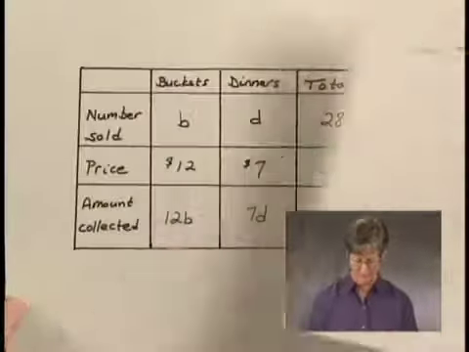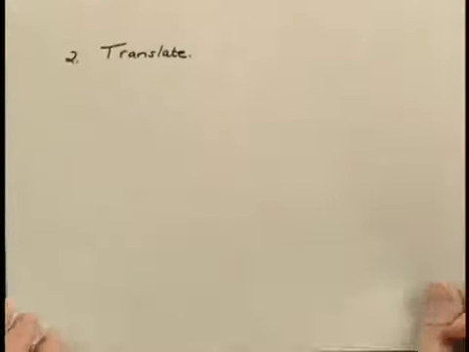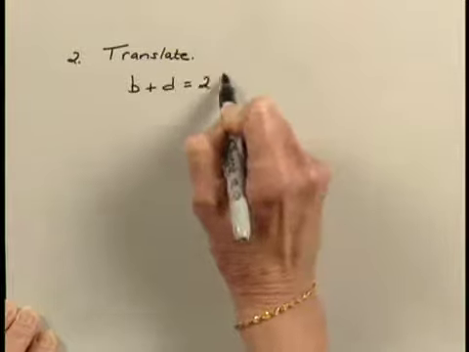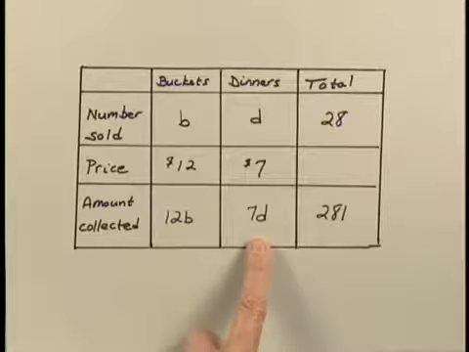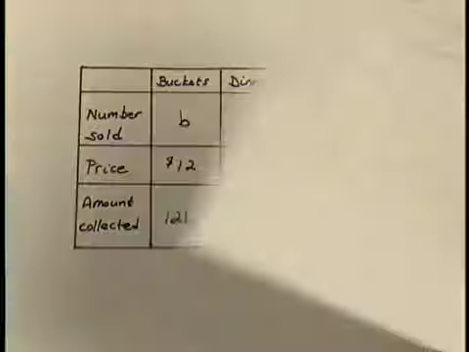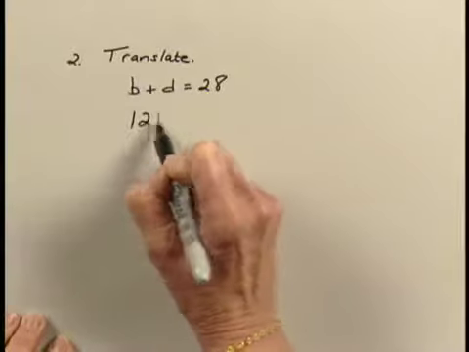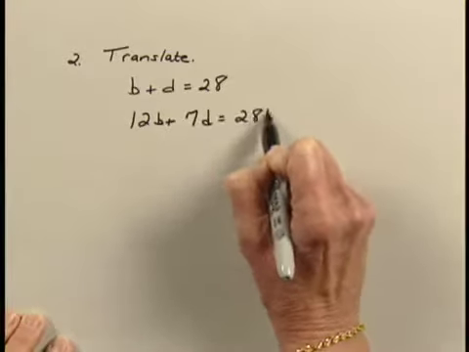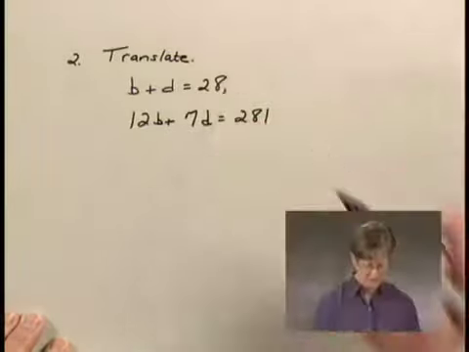Let's look back at the table for a minute. The number of buckets plus the number of dinners is 28, so that gives us one equation. Buckets plus dinners is equal to 28. And the table also tells us that $12B were collected from buckets and $7D from dinners, and this totaled $281. So that gives us a second equation. 12B plus 7D equals 281. Now this is a system of equations, and we will proceed to solve this.